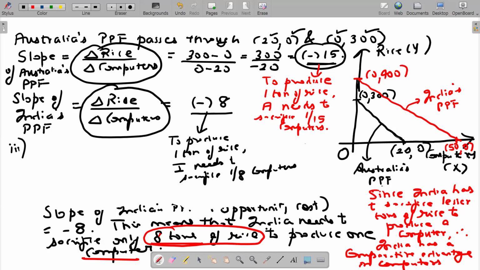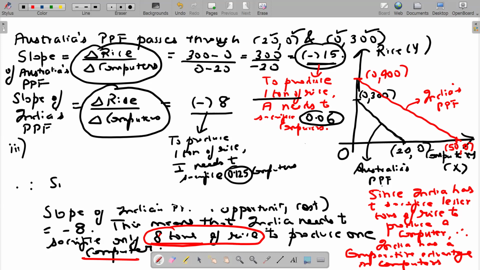Now 1 by 15 is how much? 1 divided by 15 is 0.06 approximately. So I can write 0.06 here. And 1 by 8 is how much? 0.125. So I can write 0.125. So clearly students can see that to produce 1 ton of rice, Australia needs to sacrifice lesser computers as compared to India. 0.06 is less than 0.125.